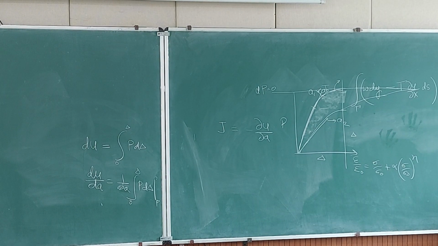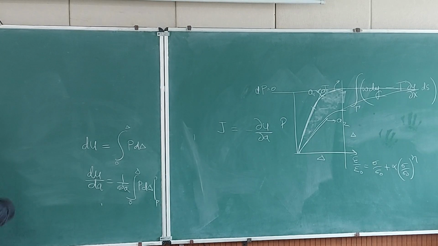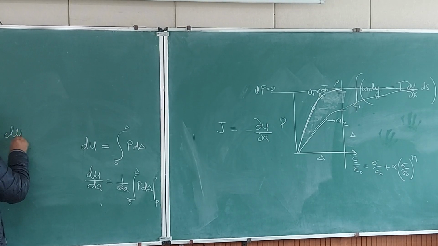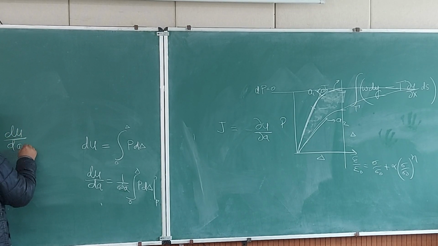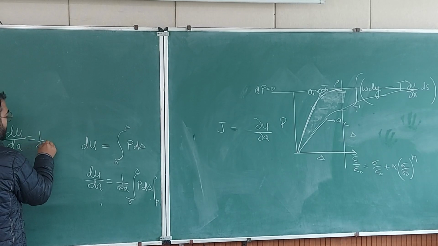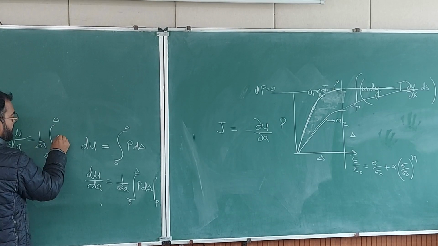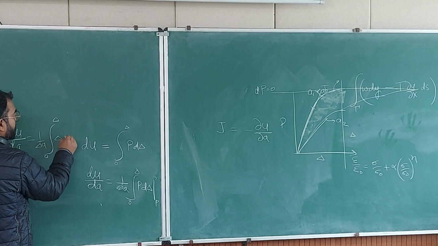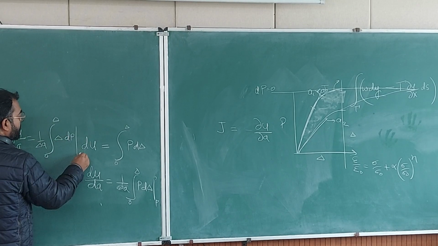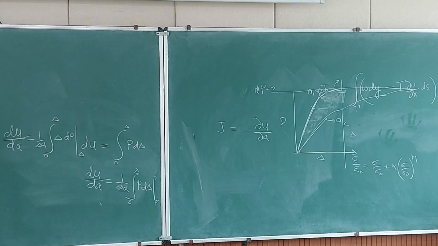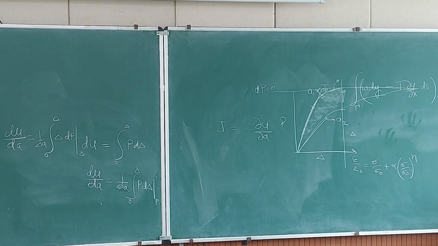Okay? And the opposite case will be when you have force constant. Then in that case, you will have what? dU by dA is equal to 1 by delta A, integration from 0 to delta, into dP. Yes sir. But this will be negative.